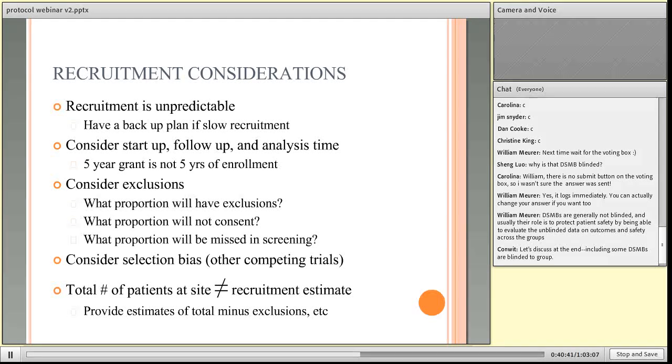The last thing I'll say about recruitment considerations, and probably the most important message, if you remember nothing else about this slide: the total number of patients at a site with that condition does not equal your recruitment estimate. So if I have 600 ischemic stroke patients a year at my site, I should not come close to expecting 600 patients will be eligible for my ischemic stroke trial. You've got to think about all the exclusions and all the reasons why some of those patients will not fit in to your eligibility criteria. That's an important point when you're writing your grants and your proposals.